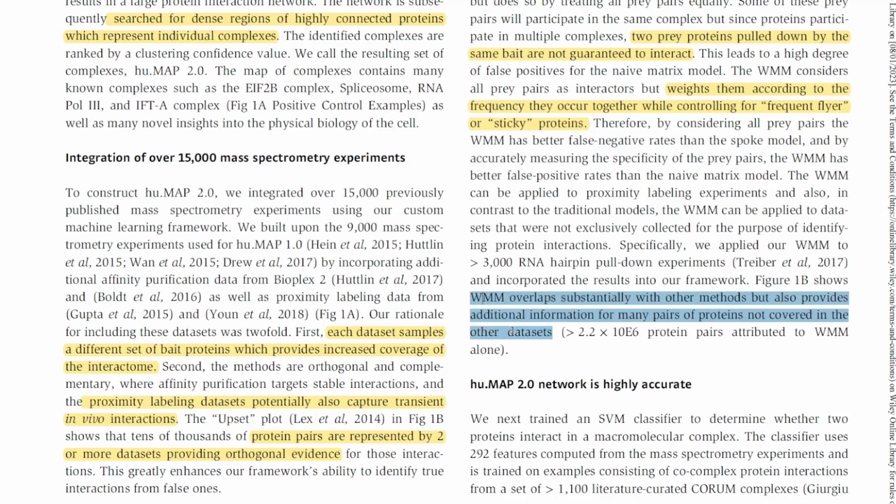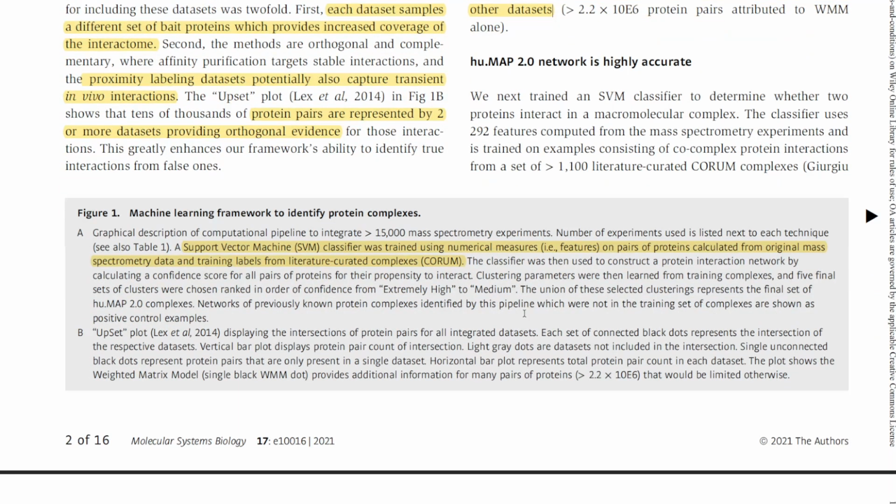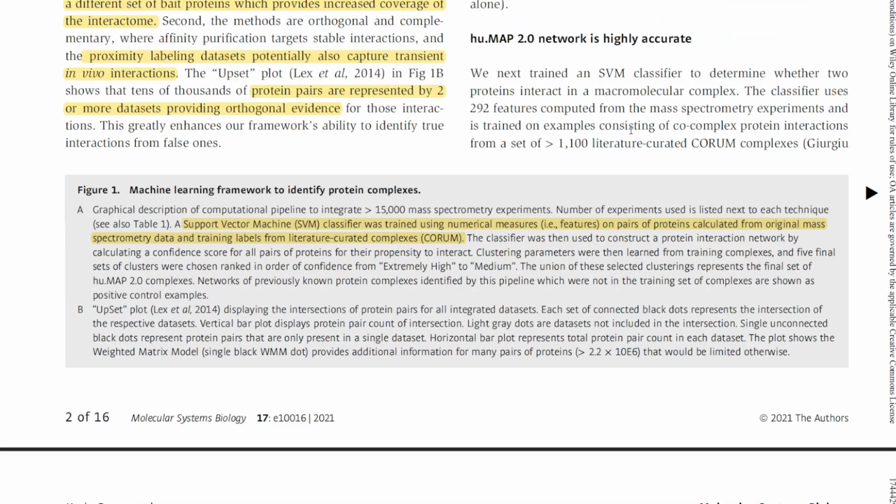Hu.MAP 2.0 network is highly accurate. We next trained an SVM classifier to determine whether two proteins interact in a macromolecular complex. The classifier uses 292 features computed from the mass spectrometry experiments and is trained on examples consisting of co-complex protein interactions from a set of greater than 1,100 literature-curated quorum complexes, Giraju et al., 2019.